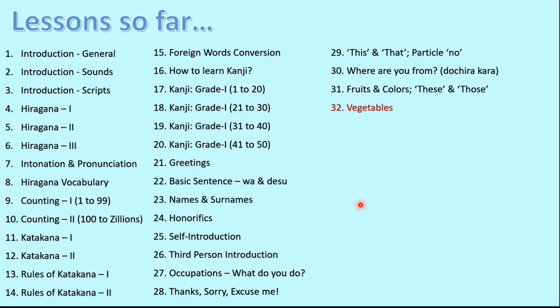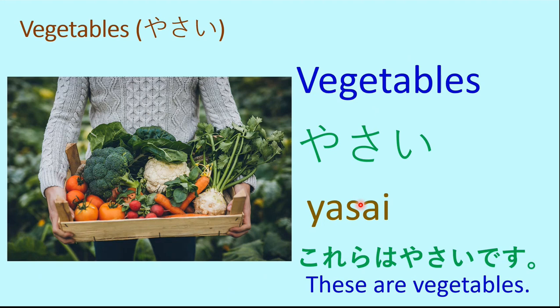In the last lesson, we had studied fruits and colors and words for these and those, and framed sentences using all these. So today we shall continue framing sentences, but today with vegetables. What do we call vegetables in Japanese? It's yasai. Yasai is vegetables in Japanese. Ya-sa-i. So these are vegetables.